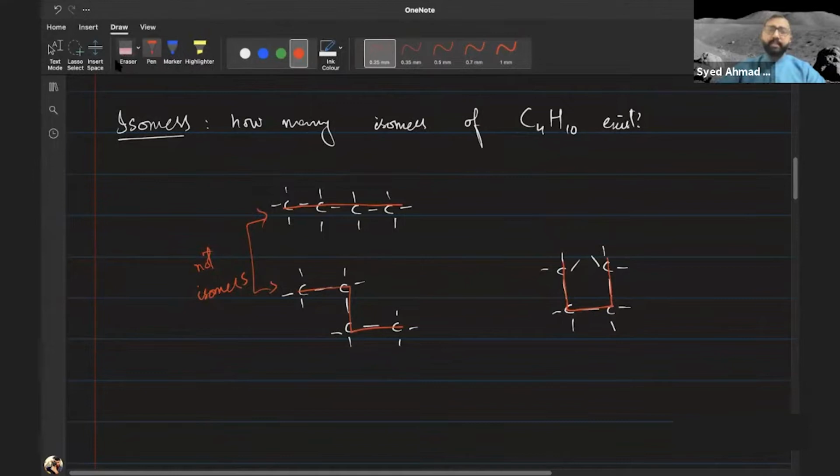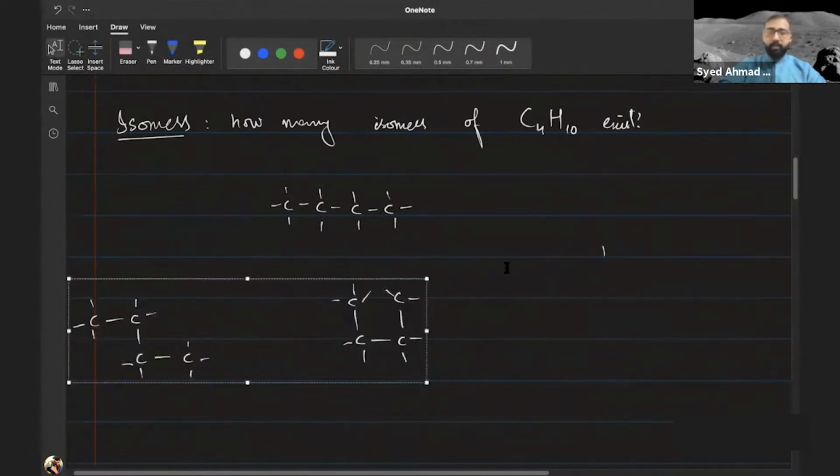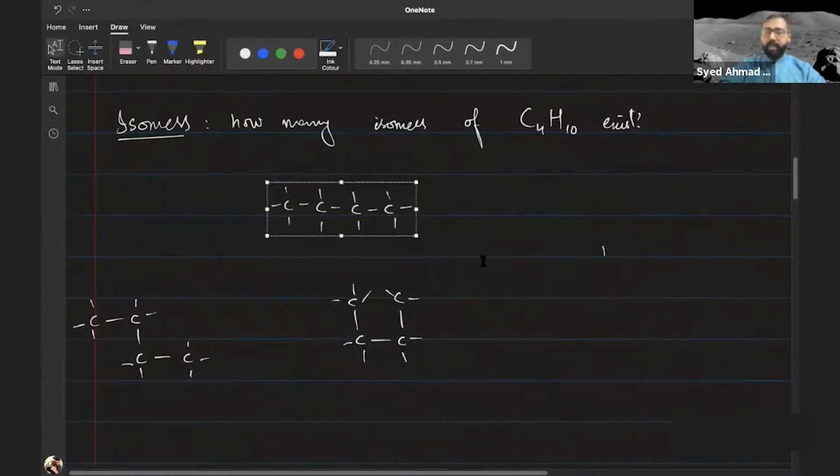So मैं isomers कैसे बनाऊं इस चीज के? How do I make isomers here? So let me go back to this thing. All right. So how do I make isomers? मुझे पता चल गया कि ये तीनों actually एक ही चीज हैं. So I'll just take these to a side. Okay. So I have this one thing that is my isomer for sure.